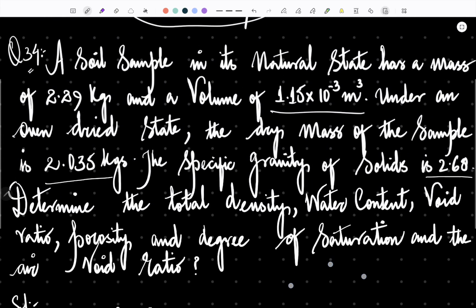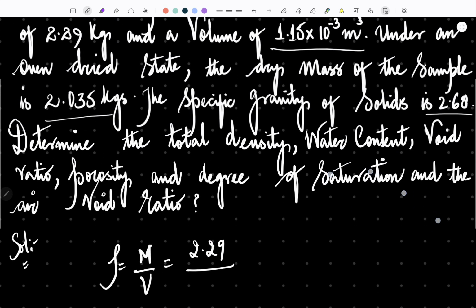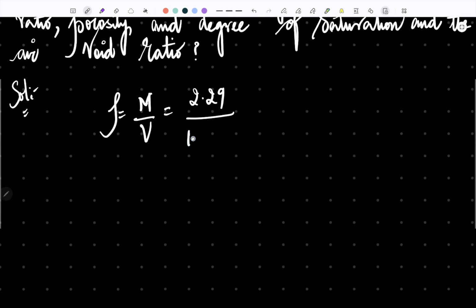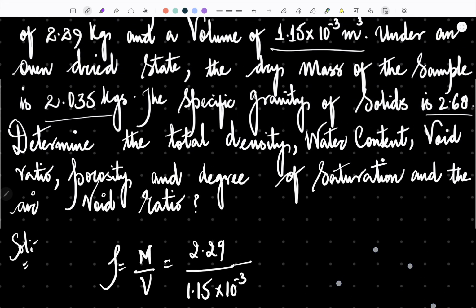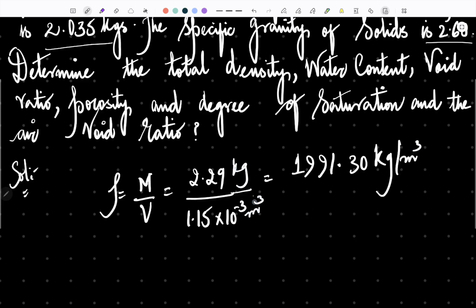Mass in natural state is 2.29 kgs, divided by volume. Volume is 1.15 into 10 raised to the power minus 3 cubic meter. So by calculation, bulk density is 1991.30 kgs per cubic meter, since this was in kg and this was in cubic meter. Alright, so I have calculated the bulk density, which is 1991.30 kgs per cubic meter.